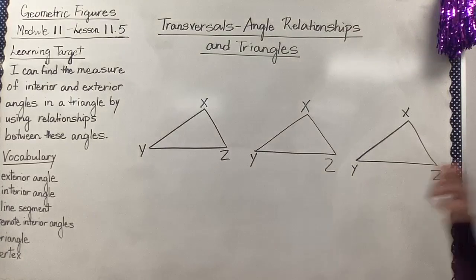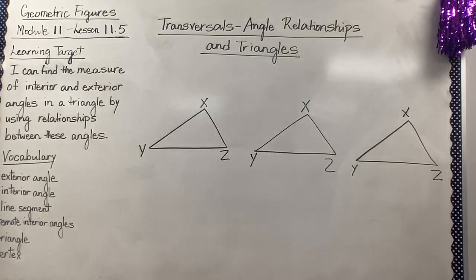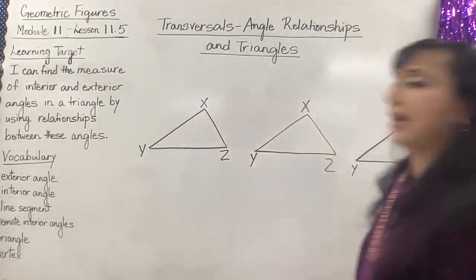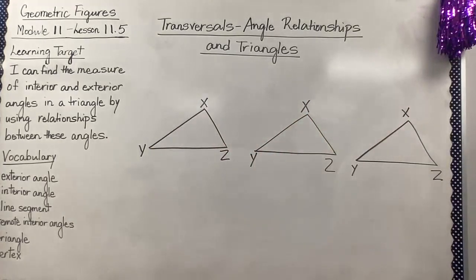So I've drawn three triangles. We'll talk about what a line segment is. A line segment is part of a line containing two endpoints and all of the points between them. And a triangle is formed by three line segments. Okay, three line segments. And how do we write a line segment? A line segment is basically written using a segment notation.